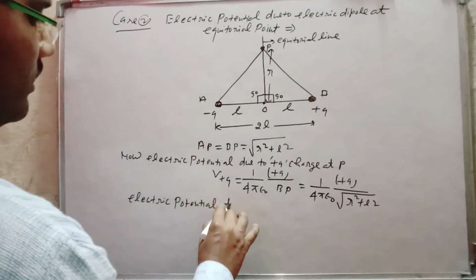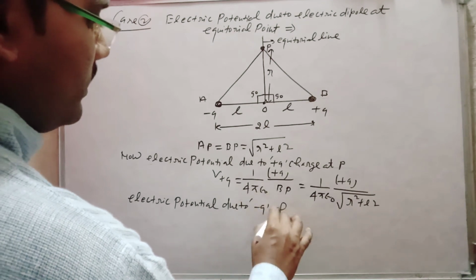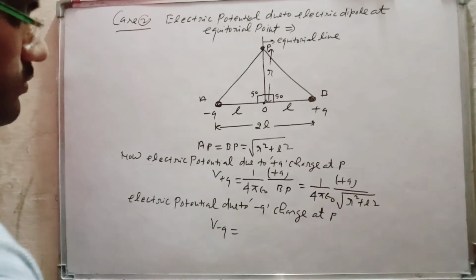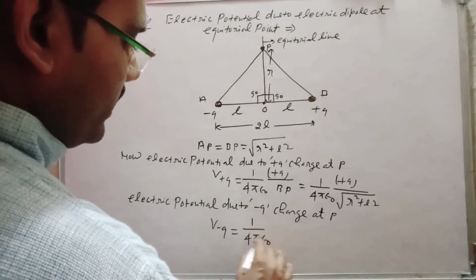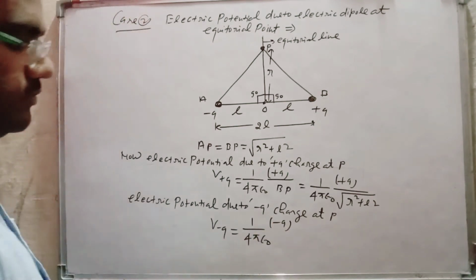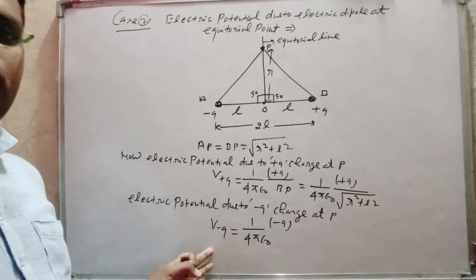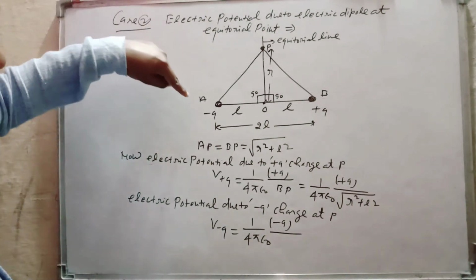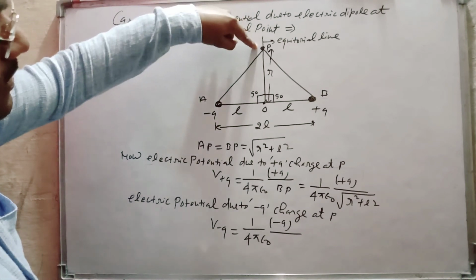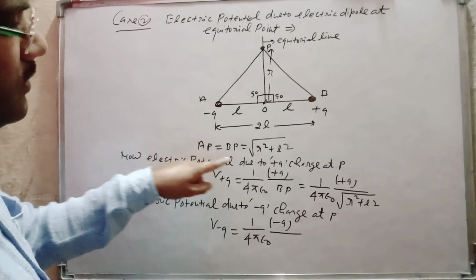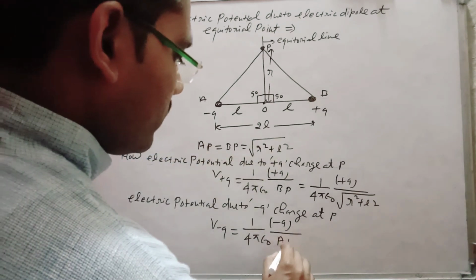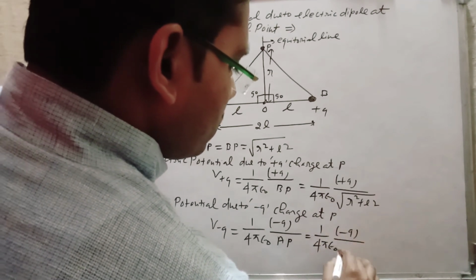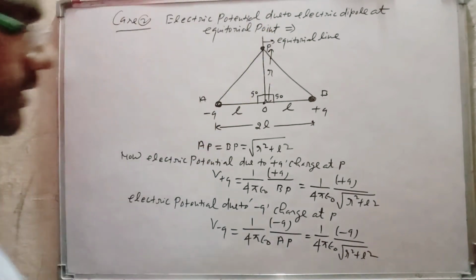Electric potential due to minus Q charge at P, V minus Q, is 1 divided by 4 pi epsilon naught times minus Q, because electric potential due to a negative charge is negative, hence here we use the negative sign. And what is the separation between minus Q and P? AP, and the value of AP is square root of R square plus L square.